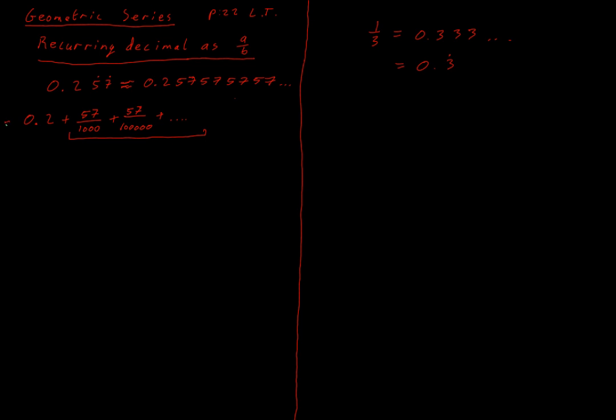Now, recognizing that we have a geometric series because we're dividing, I can see I'm dividing by 100 each time to get between the terms in my series. I'm going to say my first term in my series is 57 all over 1,000. And my common ratio is going to be Tn all over Tn minus 1, which is equal to 57 all over 100,000 all over 57 all over 1,000. When I put that in my calculator or rearrange it, I will get that that is equal to 1 all over 100.